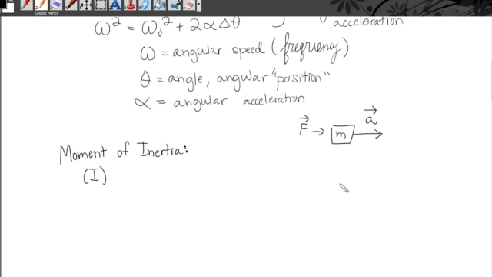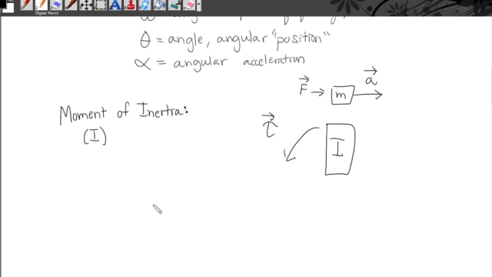And similarly, we have the moment of inertia, which is the rotational equivalent of mass. If you want to get something to rotate, the higher the moment of inertia, the harder it will be to make it rotate, and the more torque you're going to need. And torque is just the rotational equivalent of force. But for now, I'm going to talk a bit more about moment of inertia. Mass is a resistance to change in motion, and moment of inertia can be thought of as a resistance to a change in angular motion.